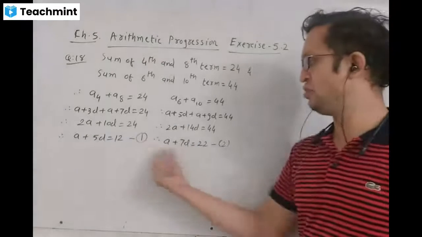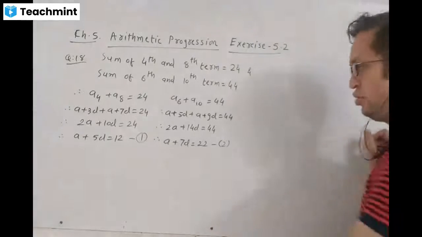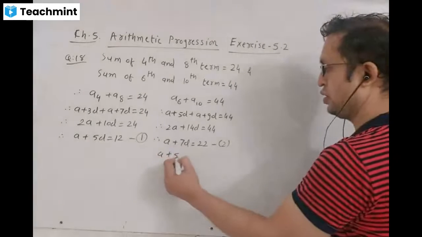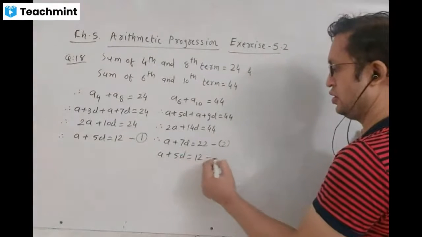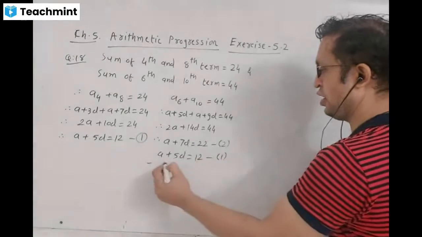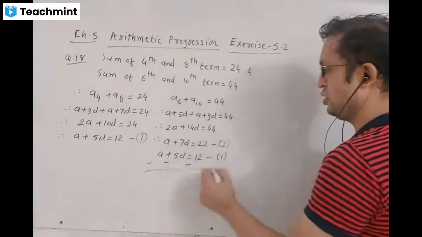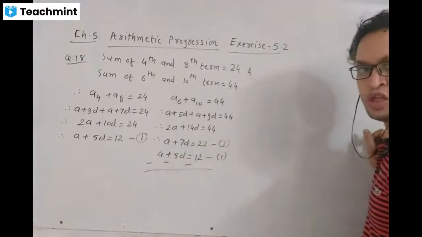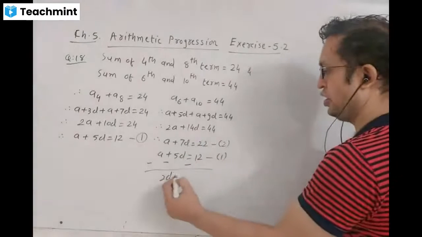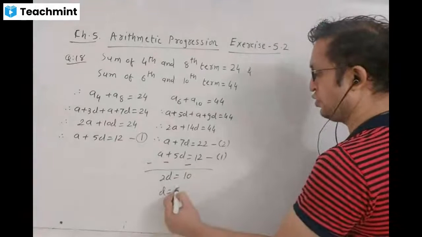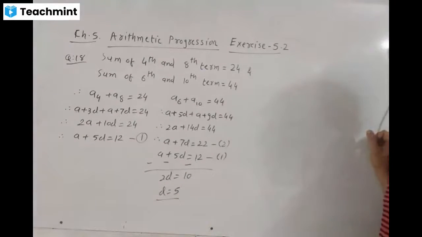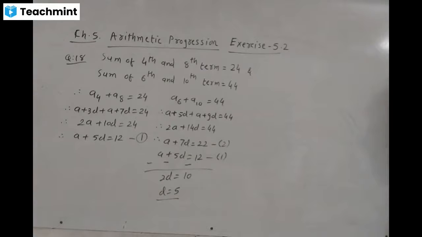Solve equations 1 and 2 by the elimination method. Subtract the first equation from the second. 7D minus 5D is 2D, and 22 minus 12 is 10, so 2D is equal to 10. Therefore D is equal to 10 by 2, so D is equal to 5.